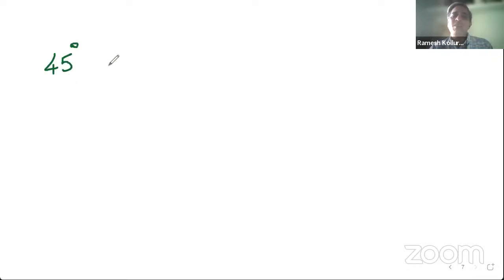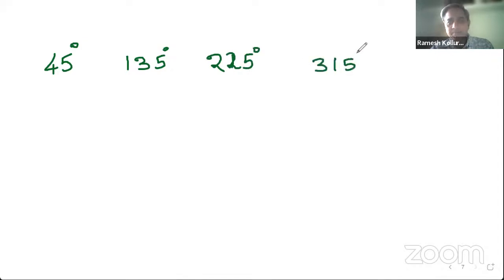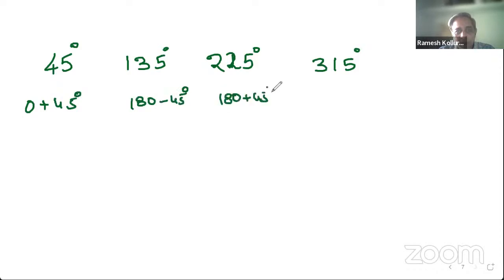So either it can be 45, 135, 225, or 315. So these four are possibilities. So how should I come to this? So 0 plus 45, 180 minus 45, 180 plus 45, 360 minus 45.